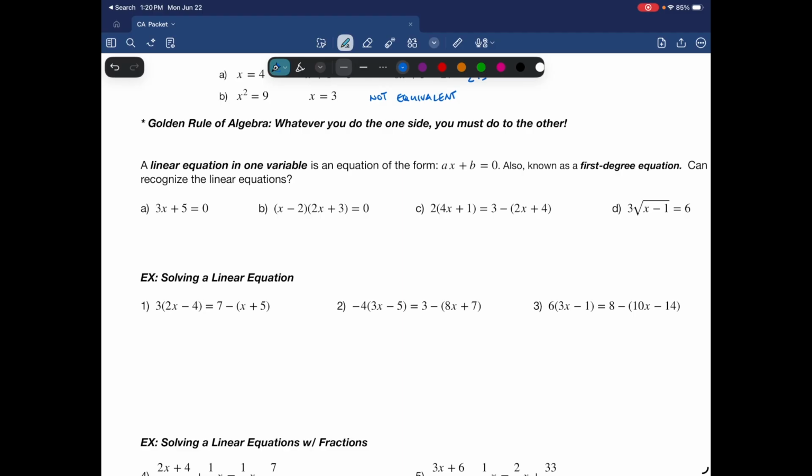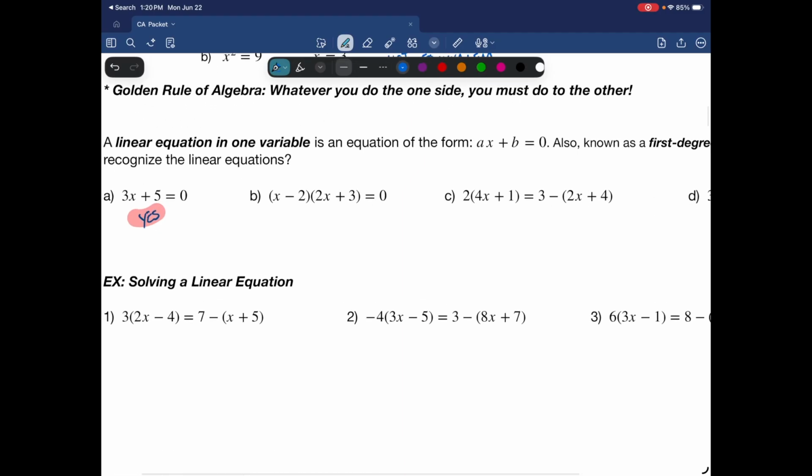On A, 3x plus 5, x is raised to the first power, so that's easy. Yes, it is a linear equation. On B, you have x times x. When you do x times x, you end up with x squared. That's higher than 1, so this is not a linear equation.